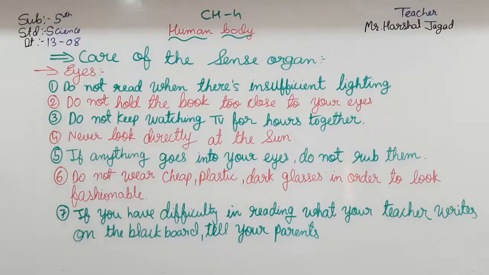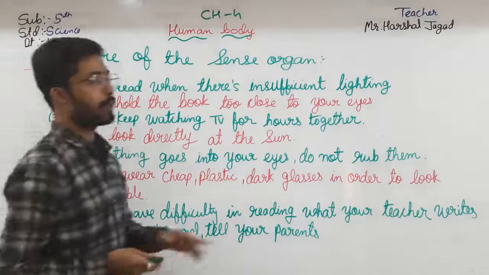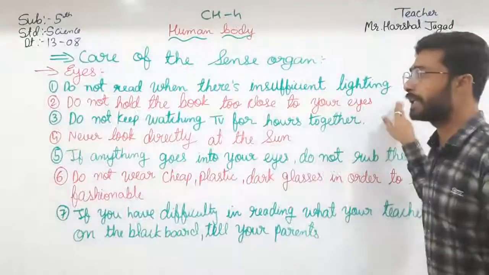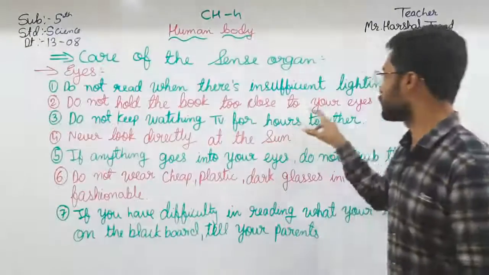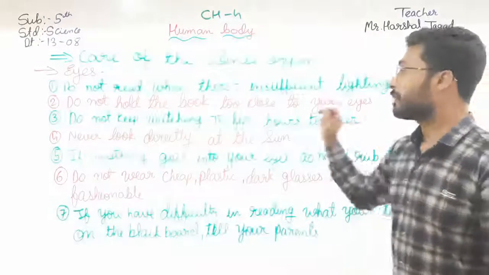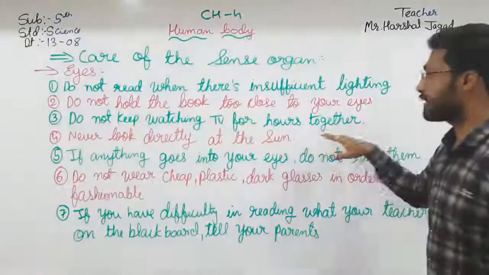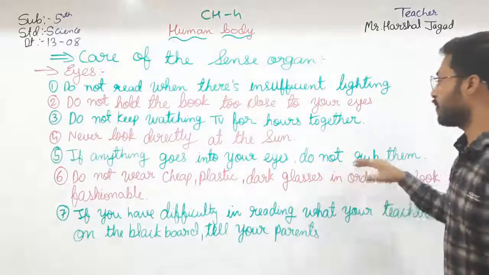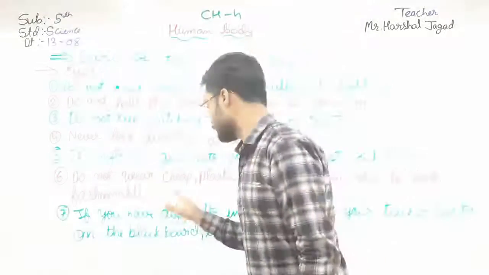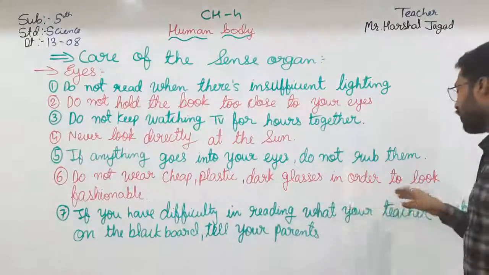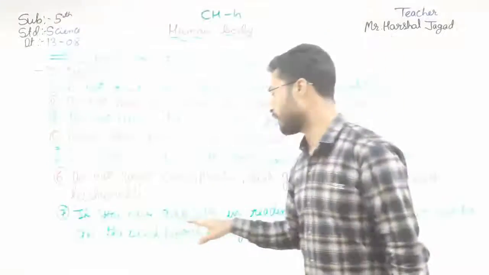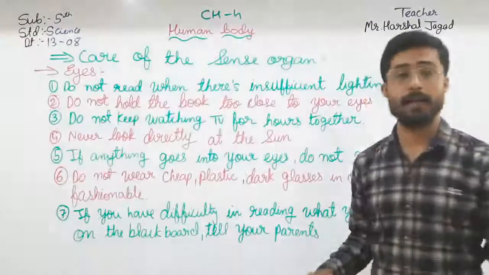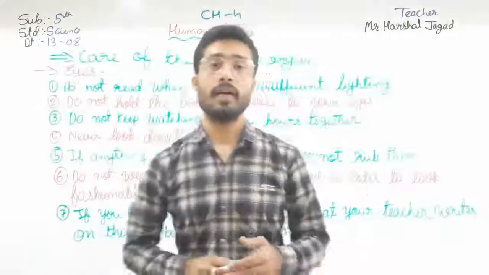So these are the things you should do to care for your eyes. First, do not read when there is insufficient lighting. Do not hold the book too close to your eyes. Do not keep watching TV for hours together. Never look directly at the sun. If anything goes into your eyes, do not rub them, and do not wear cheap plastic glasses in order to look fashionable. If you have difficulty in reading what your teacher writes on the blackboard, tell your parents and immediately go to the eye specialist.